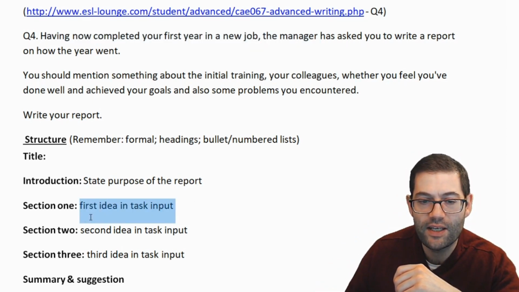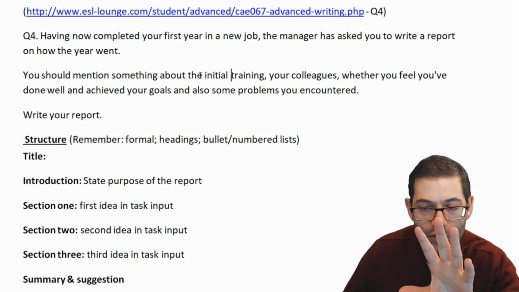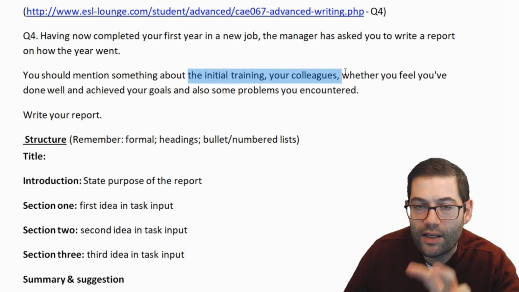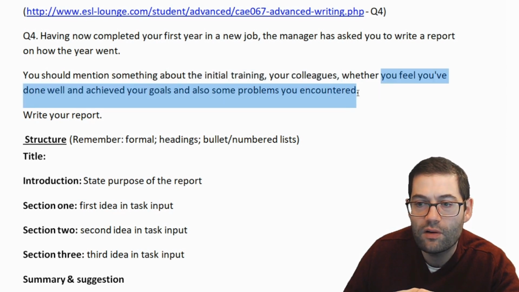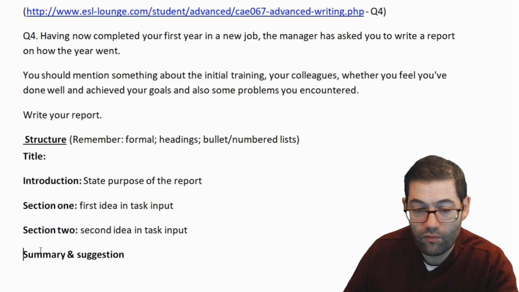Section 1, first idea in the task input. So you might think, okay, because I've got 4 things to talk about, I'm going to put these 2 together. So initial training and colleagues. These 2 will go together. For section 2, I'm going to talk about whether I've achieved my goals and problems. That's one way to do it, so we don't need section 3, for example.